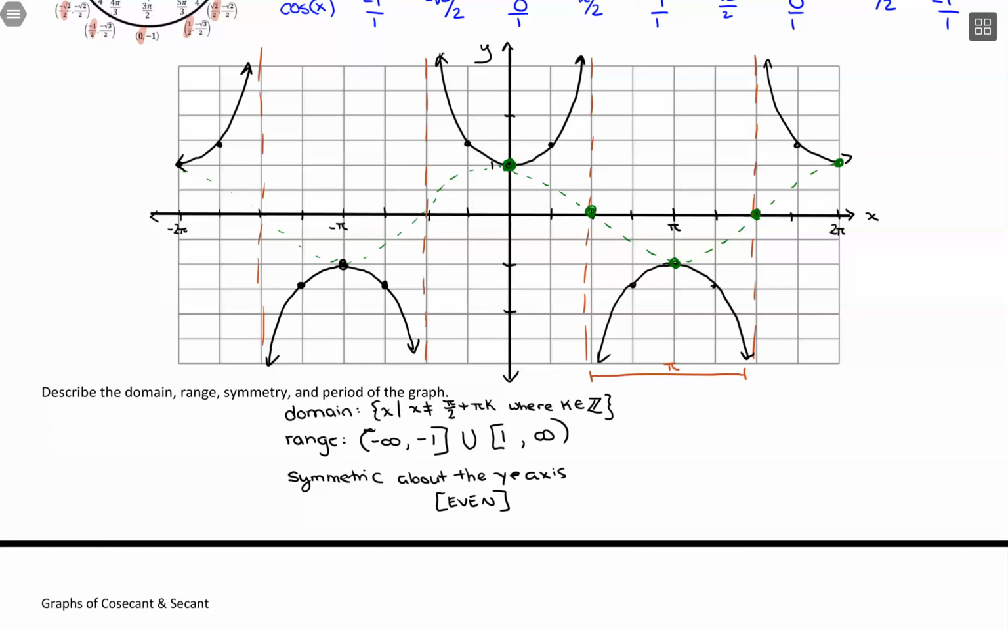All right, and our last piece here is the period of the graph. Now again, while the asymptotes are separated by a distance of pi, it's really a distance of 2 pi where we start seeing the repeat of our graph. So our period is 2 pi. So with all of our trigonometric functions, tangent and cotangent are the only ones with a period of pi. All of these others are going to use a period of 2 pi.